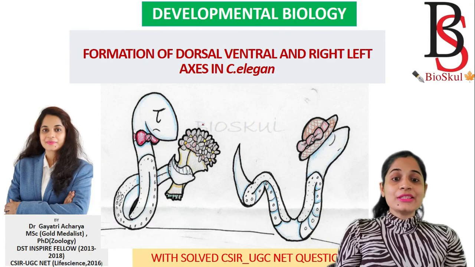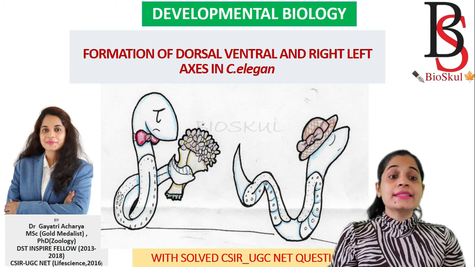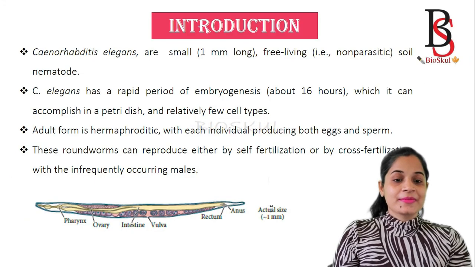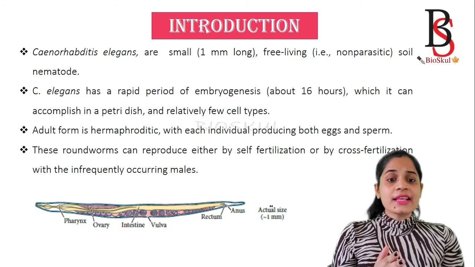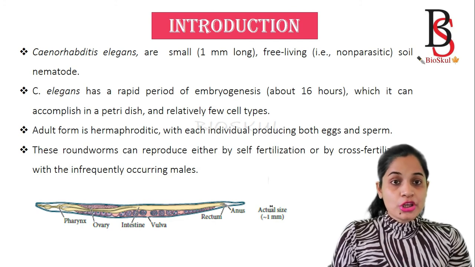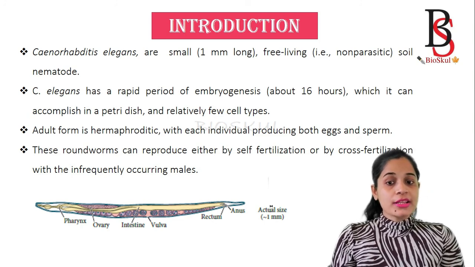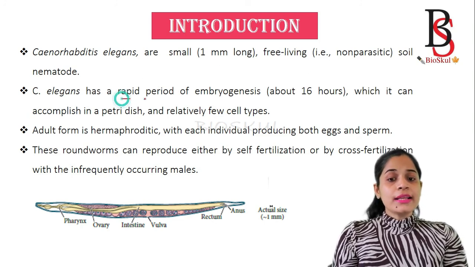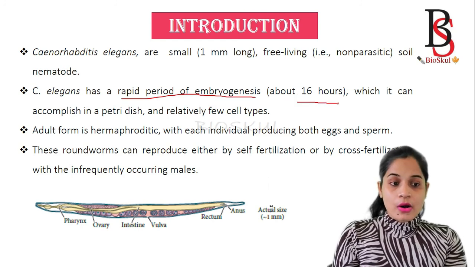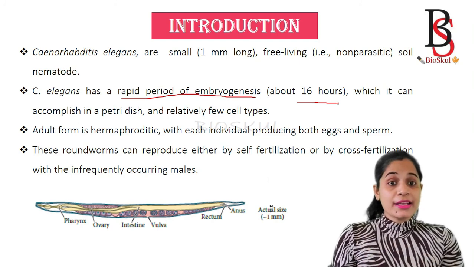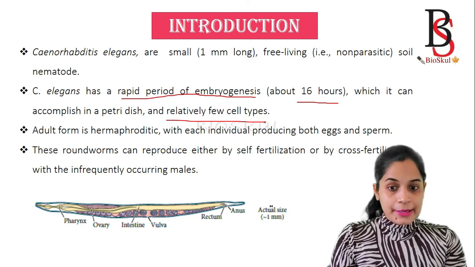Hey everyone, let's know in detail about C. elegans and the formation of dorsal ventral as well as right and left axis. C. elegans are very small, about only 1 millimeter in length, and they are free-living soil nematodes, commonly known as roundworms. C. elegans has a rapid period of embryogenesis, only about 16 hours, which can be accomplished in a petri dish, and it produces relatively few cell types.